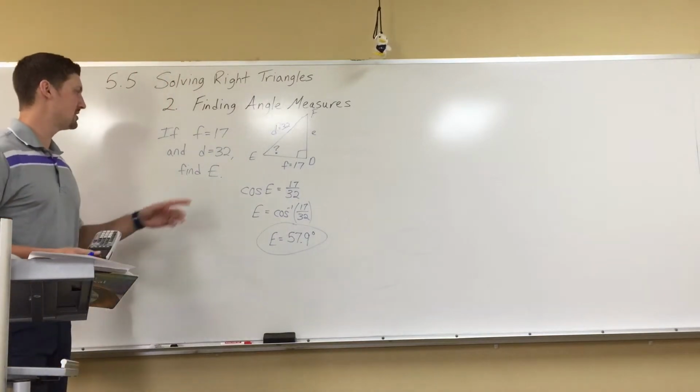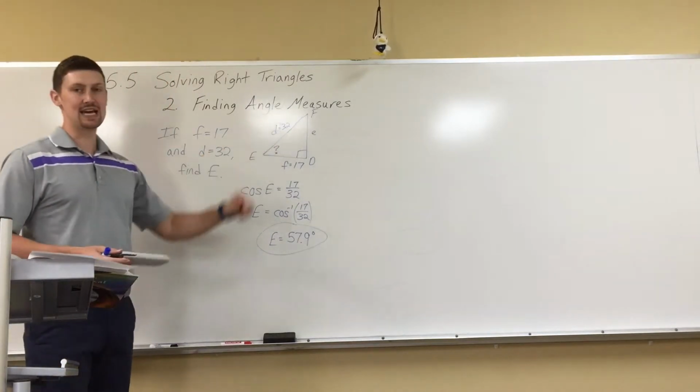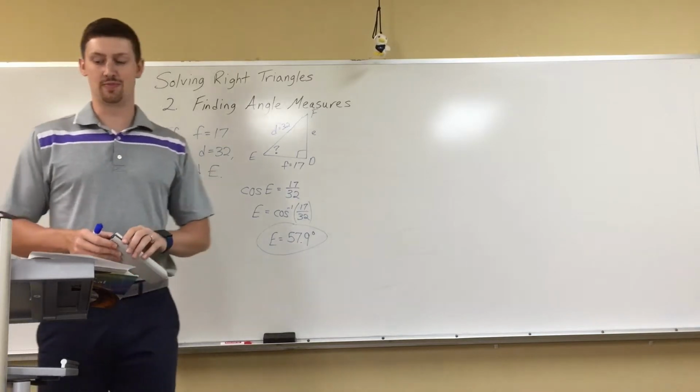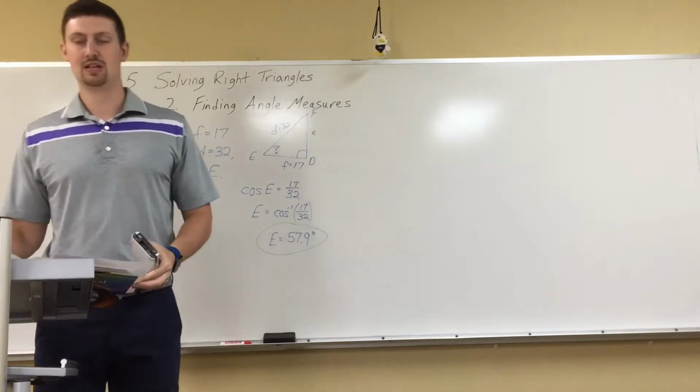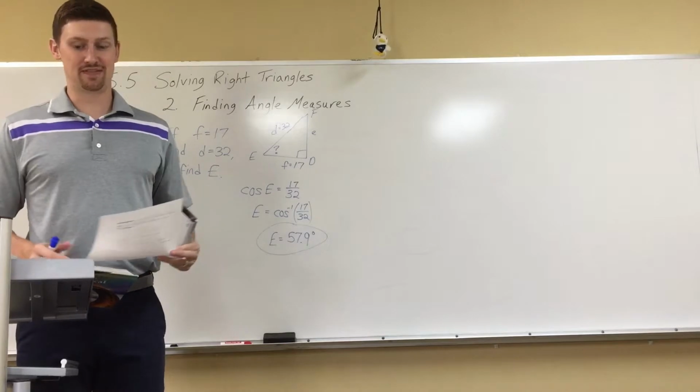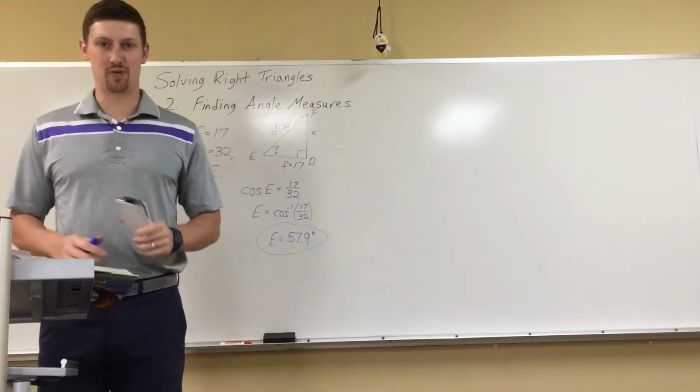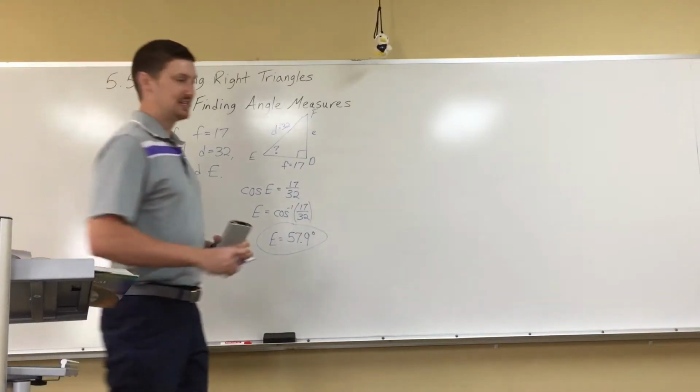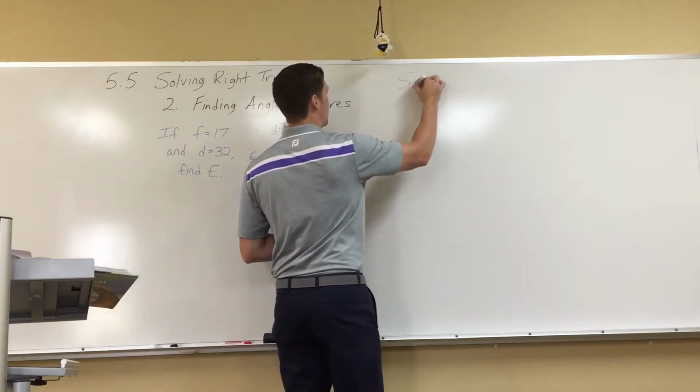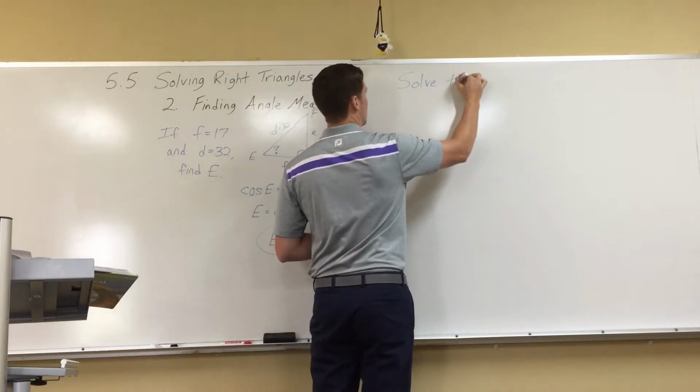Okay, so we found angle E given two sides. And again, the inverse trig functions make that all possible. All right, that is most of today. We need one more type of problem, and these are the fun ones. Here's what they tell us. Solve the triangle.